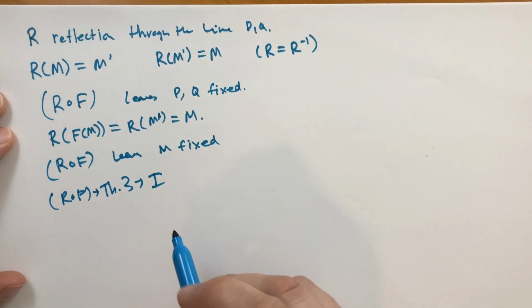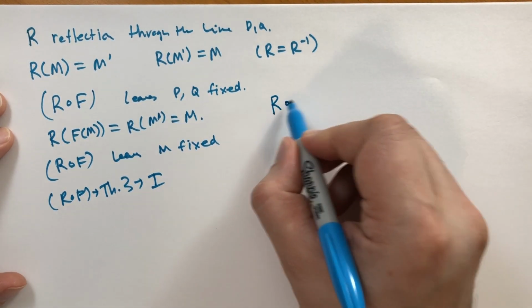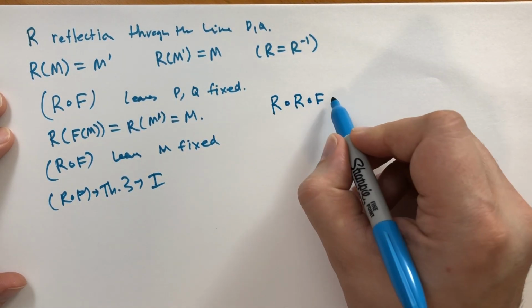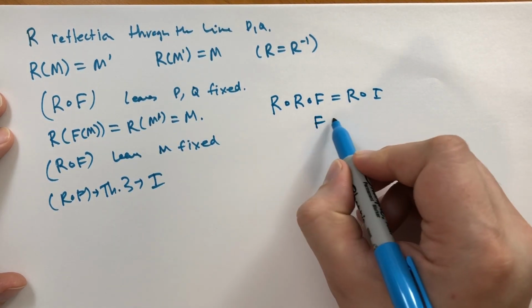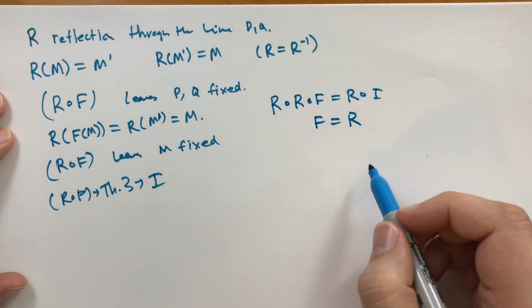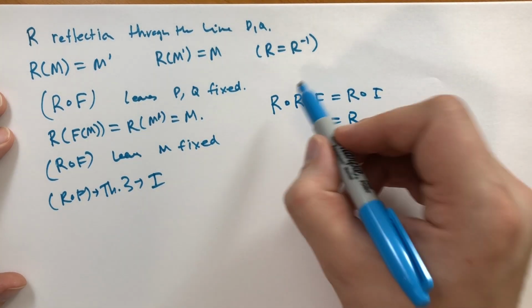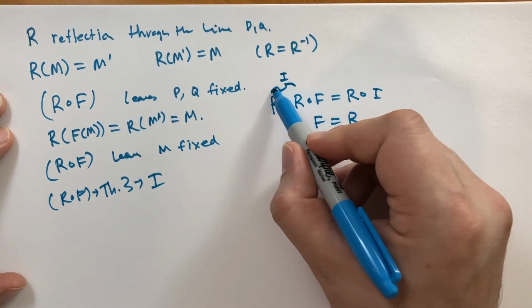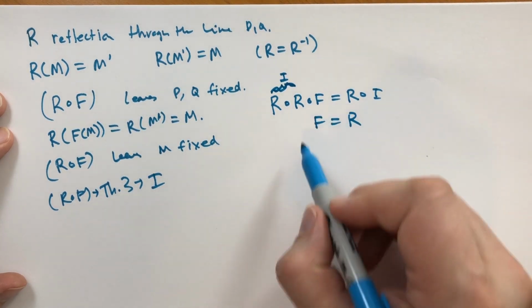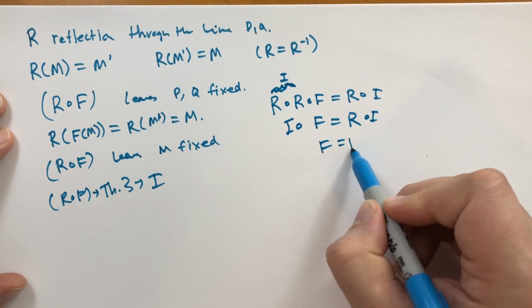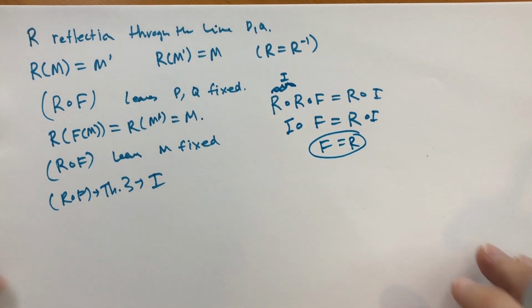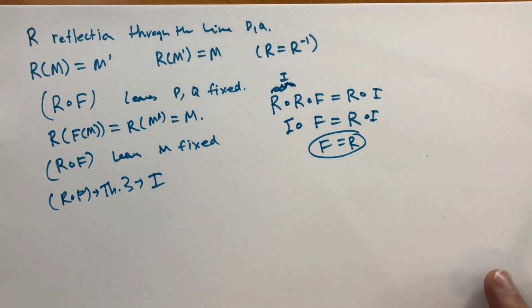So R applied to R applied to F is the same as R applied to I. Therefore F must be equal to R. I'm sorry, so this we know is the identity right here. That's a very poorly done thing there. So we have I applied to F, R applied to I, therefore F must be equal to R. So F and R must be the same. There is no other option for what the solution for the second case is.